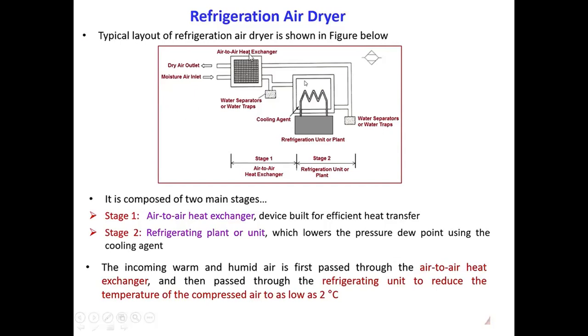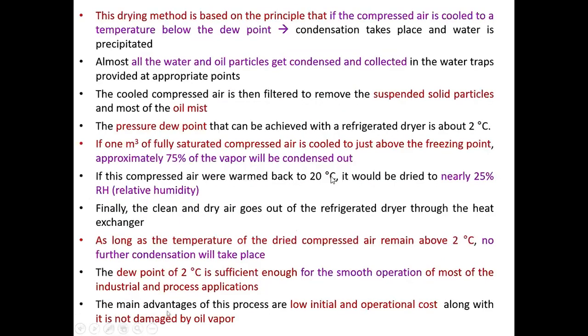See, this is the air-to-air heat exchanger, dry air outlet, moist air inlet, water separator, water traps, cooling agent, water separator, water trap, refrigeration unit or plant. Stage 1, air-to-air heat exchanger. Stage 2, refrigeration unit or plant.